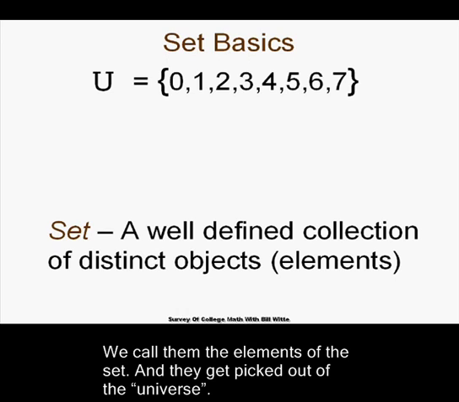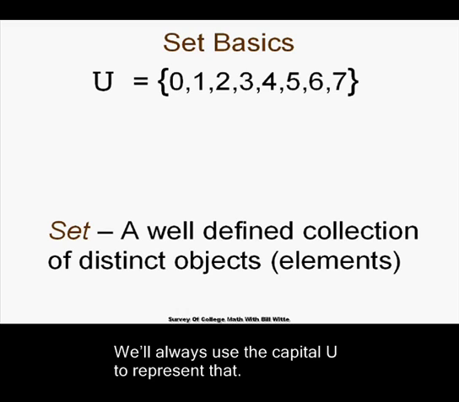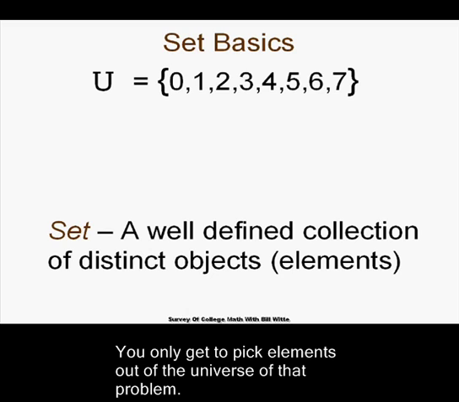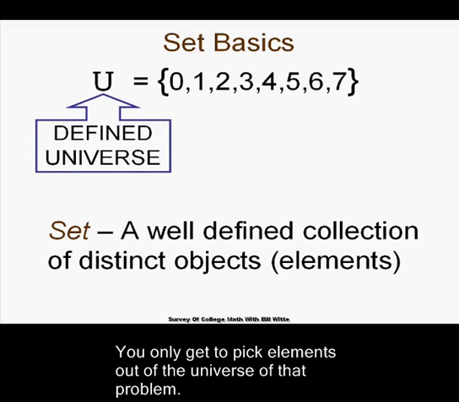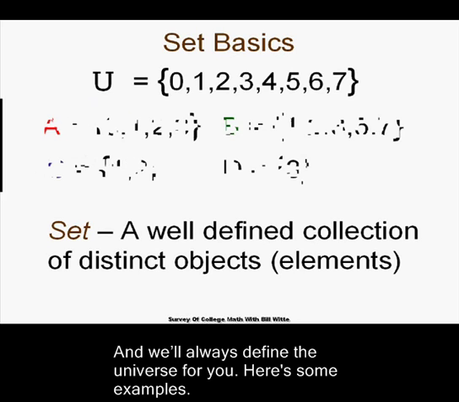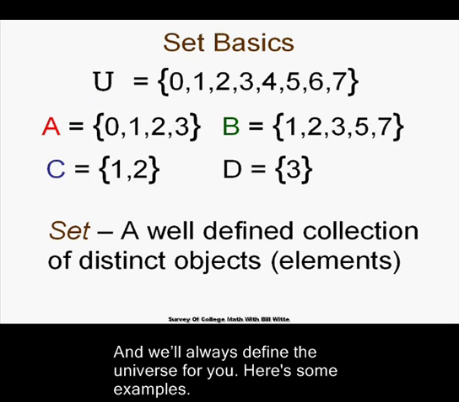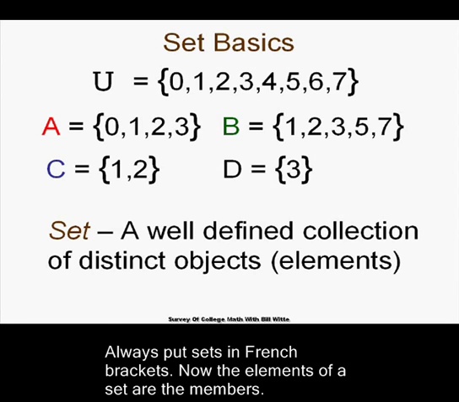And they get picked out of the universe. We'll always use a capital U for that. You only get to pick elements out of the universe of that problem. Okay, and we'll always define the universe for you. Okay, here are some examples: set A, set B, set C, set D. And we'll always put sets in curly brackets.